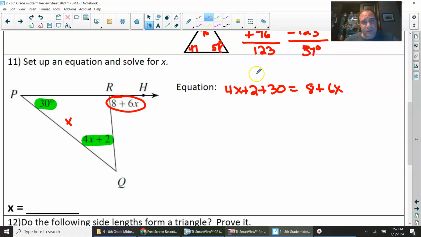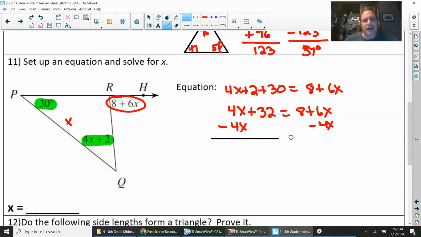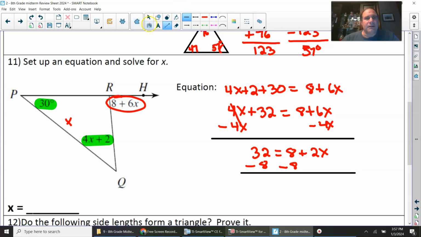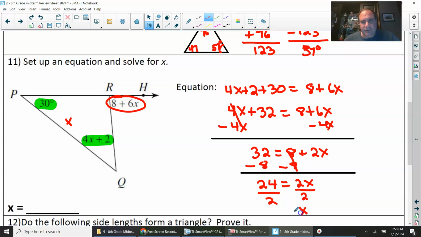So now we have 3 terms on this side. We're going to have 4x plus 32. 30 plus 2 is 32. You have 8 plus 6x. And then you go ahead and you get the x's together. I always try to bring the smaller over to the larger, because I like to work in the positive and not the negative. Sometimes you can't help it, but it is what it is. So 6x minus 4x, notice that that is a positive 2x, and that's what I mean by working in the positive. You subtract 8 on both sides, and you get 24 equals 2x. The 8's cancel. You divide by 2 on both sides, and you get x equals 12.